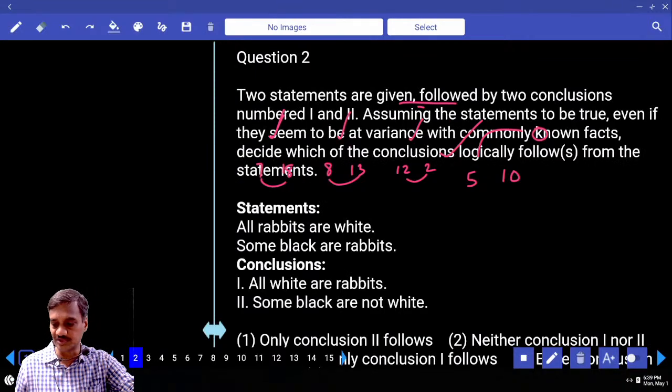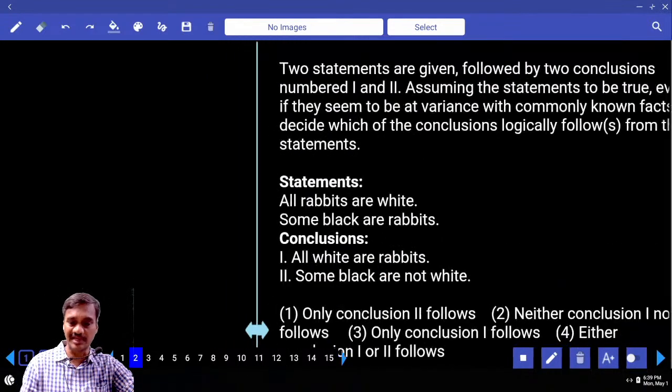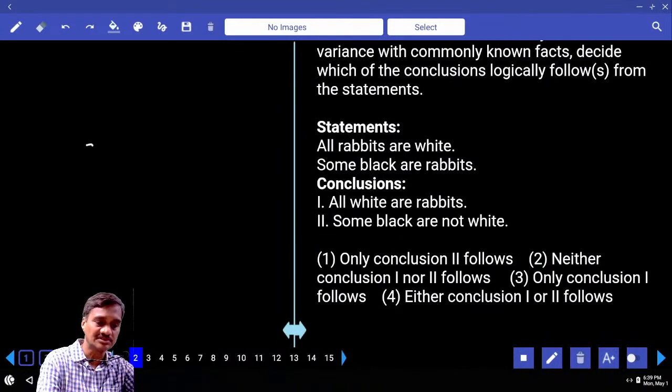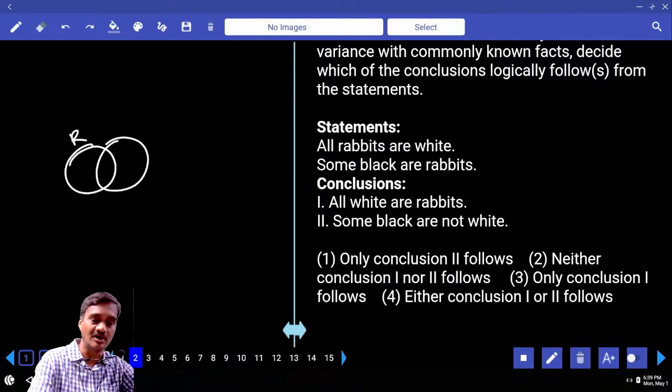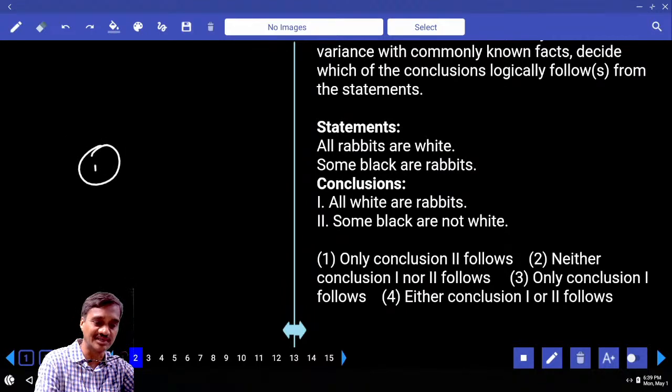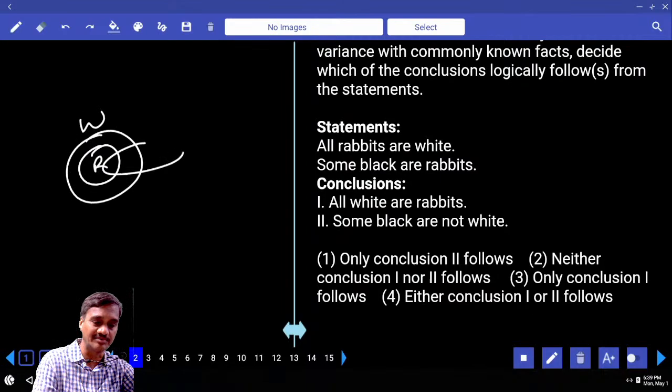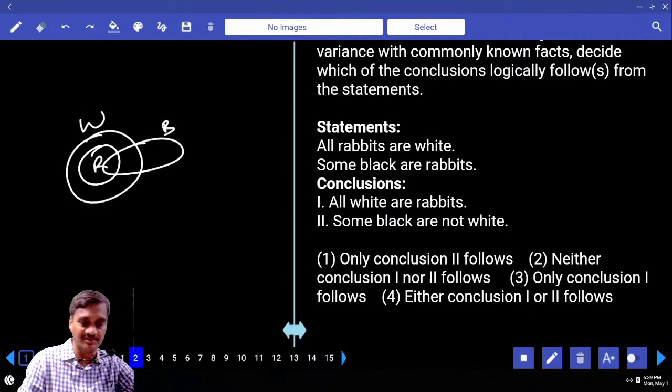Then coming to question number 2. Now in the second one, some rabbits are white. Now these are the rabbits that are white, all these rabbits are white. And some black are rabbits. Now these are the black that are rabbits. All white are rabbits, that is false. Some black are not white.